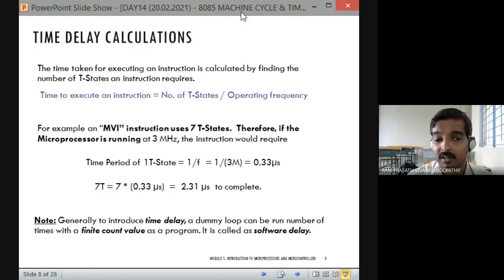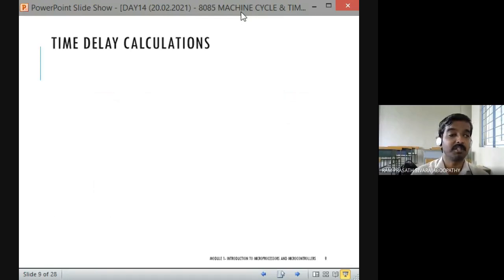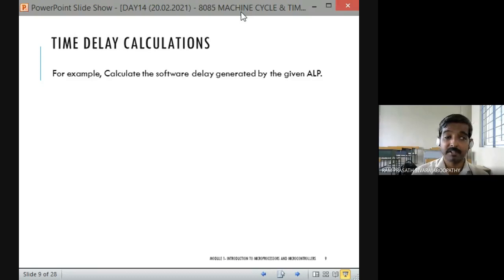As 8085 is a microprocessor, it doesn't have any internal I/O. Whereas when we go for a microcontroller, such hardware is internally present in the microcontroller. So now we are going to use software delay. We are going to speak about software delay. For example, calculate the software delay generated by the given ALP. Let us see how long the ALP takes to execute.